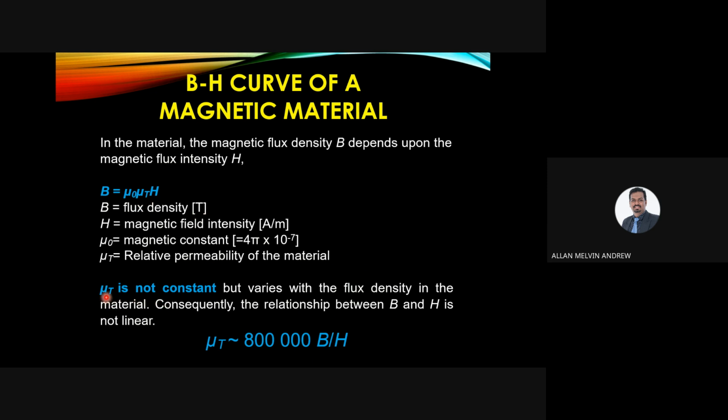So mu naught mu r, where mu r is the relative permeability of the material, is not constant. Mu naught is a constant, but mu r depends on the material, so it is not a constant. But we can find the value using this: mu r is 800,000 times B over H. So take the value of B over the value of H and multiply by 800,000, then you can find the value of mu r.